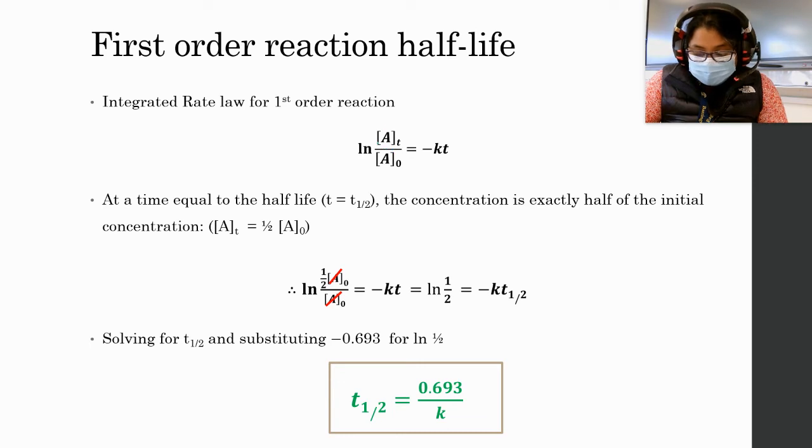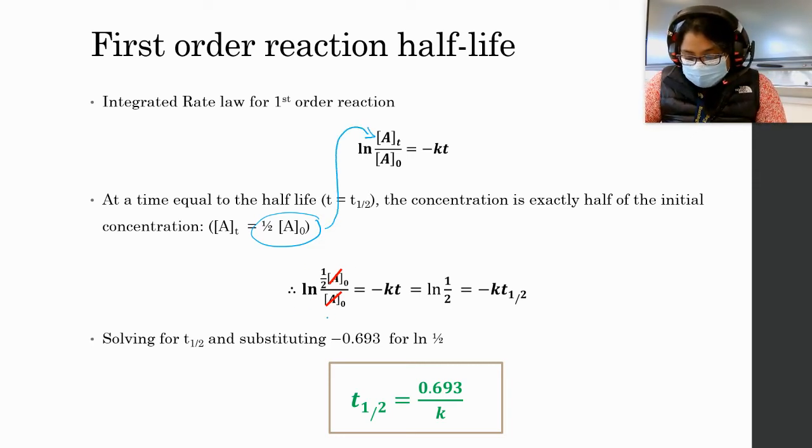So the concentration of A at time t, when t equals the half-life, is going to be 1/2 of what you started out with. So you can rewrite the concentration of A at time t as 1/2 of the concentration of A at time 0, or 1/2 of the initial concentration. Then we take that and we replace this with that. So that's what's happened here.